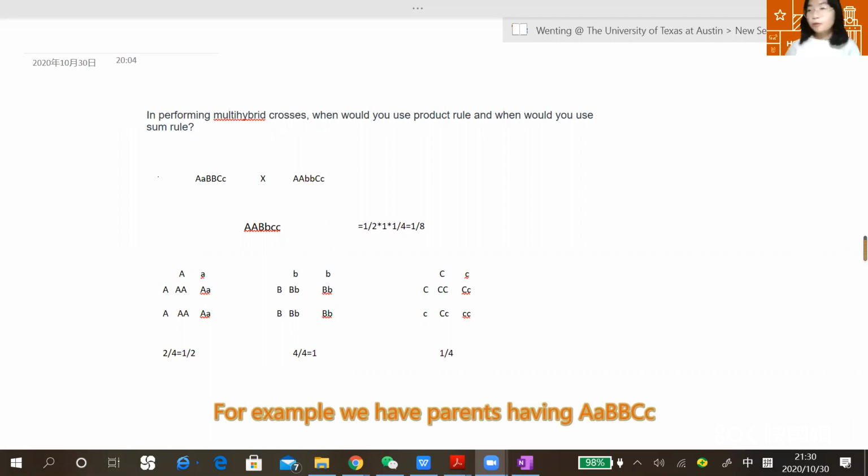genotypes. For example, we have a parent with one big A, one little a, two big B, one big C, one small c, and another parent with two big A, two small b, one big C, and one small c. We need to figure out the probability for the children to have genotype two big A, one big B, one small b, and two small c.